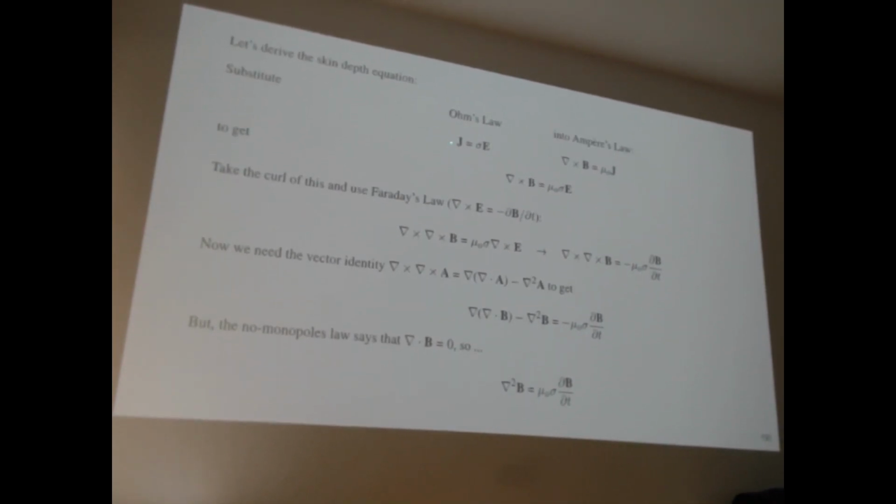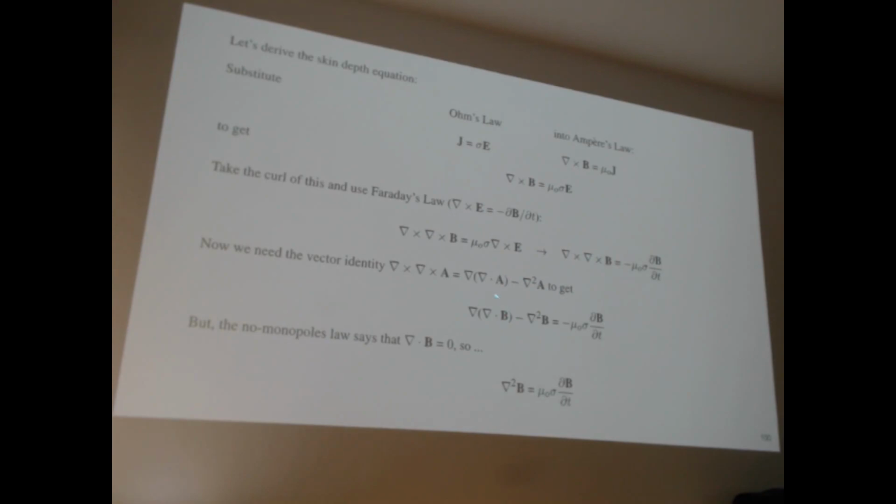Here's Ohm's law, and here's Ampere's law. So if I substitute sigma E for J, I get this. And then I'm going to take the curl of both sides. And then I know that Faraday's law says the curl of E is minus dB/dt. So I can substitute the dB/dt in here. And then I use a vector identity that says the curl of the curl of A is the gradient of the divergence of A minus del squared A, to get this.